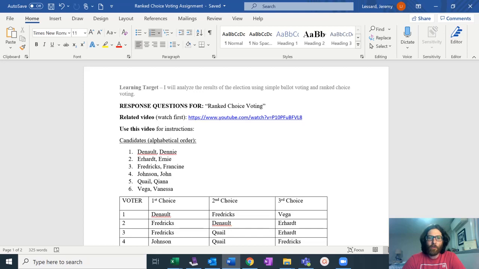This assignment is about ranked choice voting, which is a different way of holding elections. This type of voting is popular in Australia, and it's actually the way that people in Maine vote for their elections, and a couple of other cities around the country. San Francisco is one of them, and New York City just voted to install ranked choice voting. So their upcoming election will be using this system.